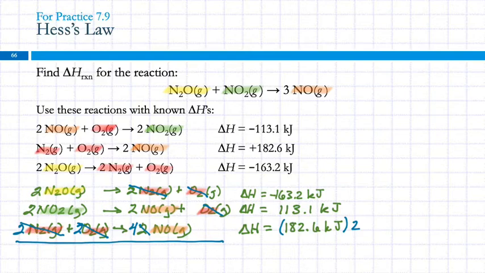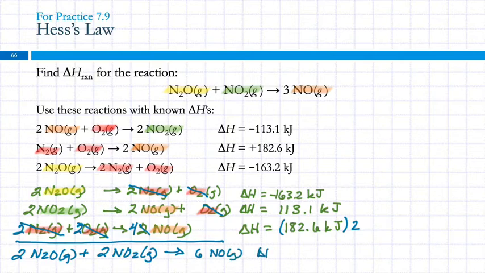Add the rest together, and I get 2 N2O gas plus 2 NO2 gas, making 6 NO. And delta H will be the sum of those, negative 163.2 plus 113.1 plus 2 times 182.6.